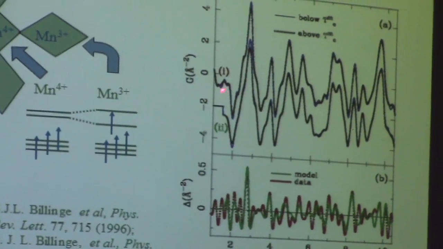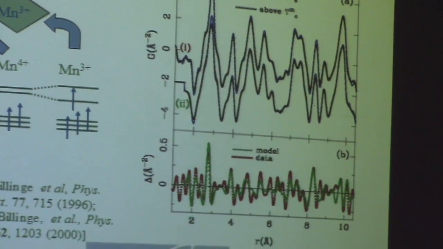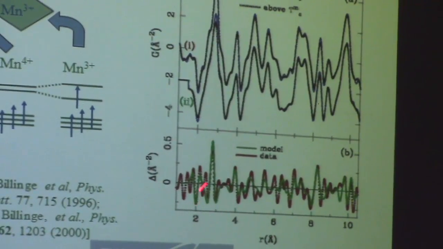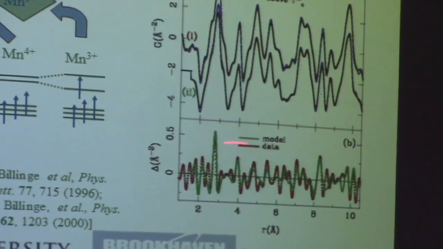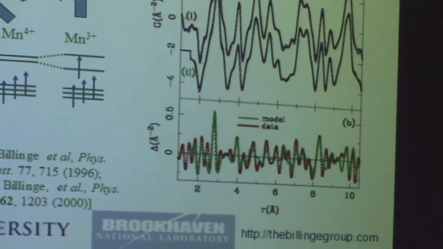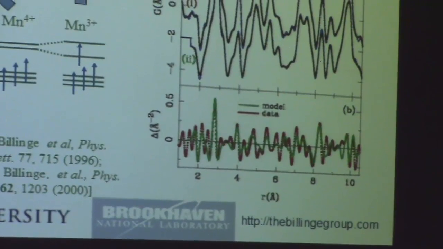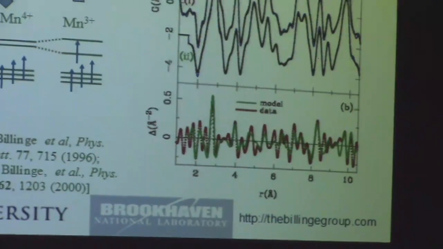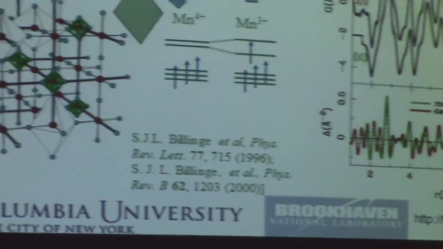The red curve is the difference between the two data sets. The green curve is the difference between the two models. And you can see that there's essentially astoundingly good agreement between the green and the red. This was basically confirmed in 1996 when we published this in PhysRev Letters. This basically confirmed that this was actually what was happening in these materials.